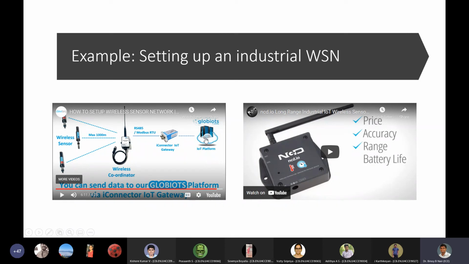Okay, so I think this should complete today's class. If you have any questions, quickly you can ask me. We are already out of time. Any questions? This is like a typical industrial wireless sensor network.